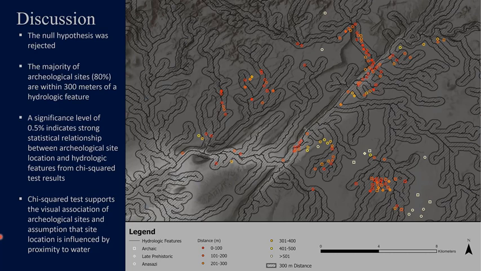The chi-squared test also supports this, with a significance level of 0.5%, which indicates a strong statistical relationship between archaeological site locations and hydrologic feature locations within a landscape. Not only does the chi-squared test support the visual association of archaeological sites, but it also supports the assumption that site locations are influenced by proximity to water within the Sand Hollow region.